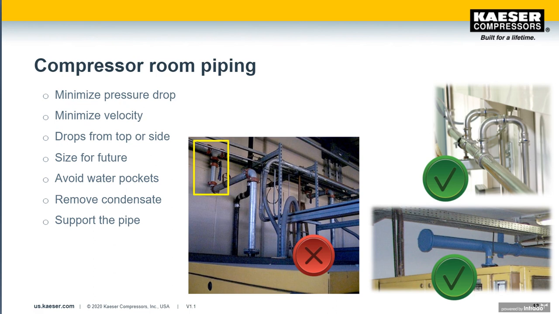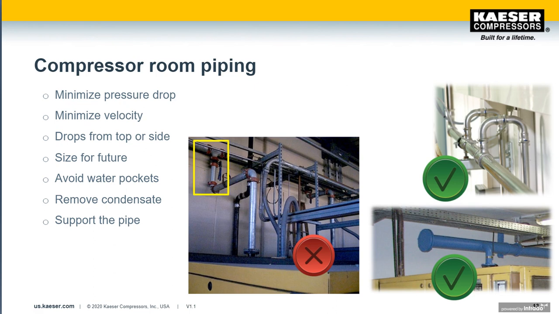Severely high velocity can damage that equipment. Either way, that could mean contamination downstream at the point of use, affecting production, which is even more expensive. Take your drops from the top or the side, that's the best practice. If you make your drops from the bottom of the pipe, that could allow condensate to flow from one location to another, which is what we want to avoid.